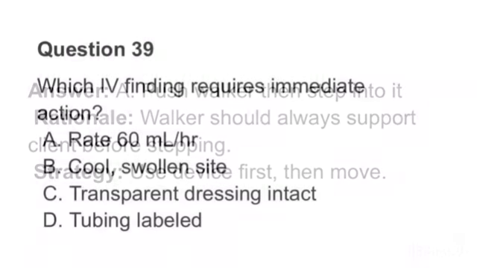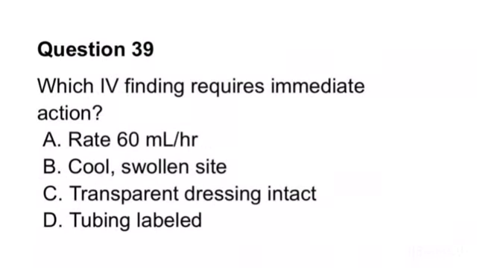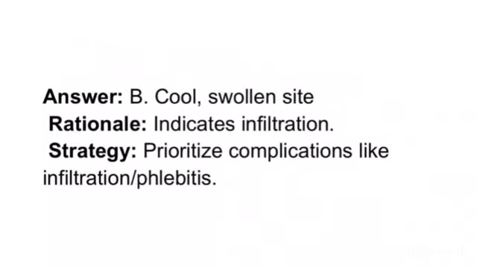Question 39. Which finding requires immediate action? A. Rate 60 milliliters per hour. B. Cool, swollen site. C. Transparent dressing intact. D. Tubing labeled. Answer: B. Cool, swollen site. Rationale: indicates infiltration. Strategy: prioritize complications like infiltration/phlebitis.